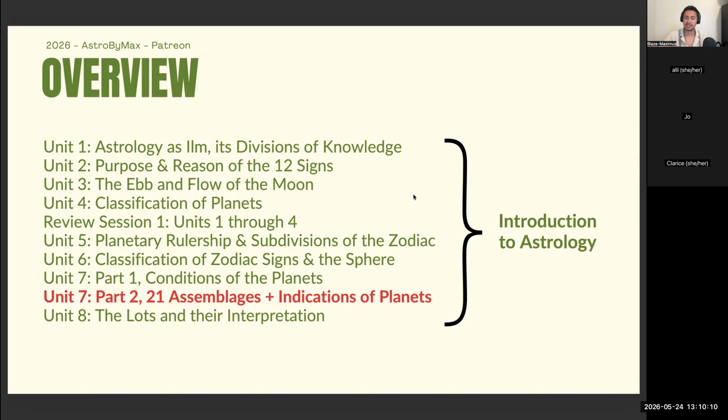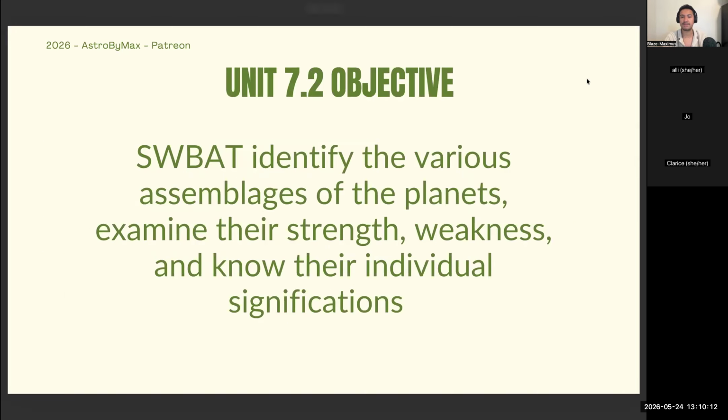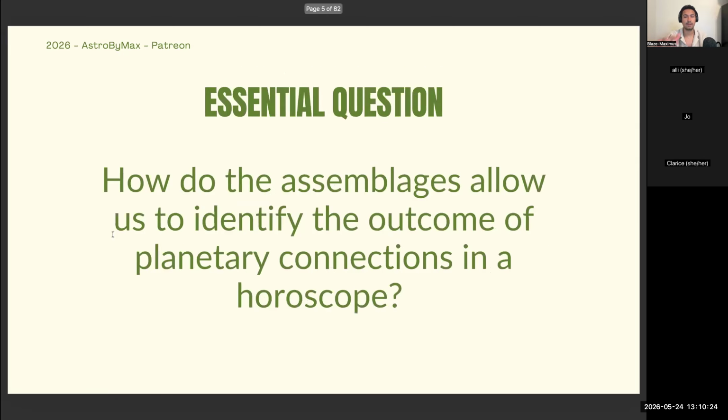Yeah. So let's continue. Our objective today is students will be able to identify the various assemblages of the planets, to examine their strength, their weakness, and know their individual significations. And our essential question is, how do the assemblages allow us to identify the outcome of planetary connections in the horoscope?